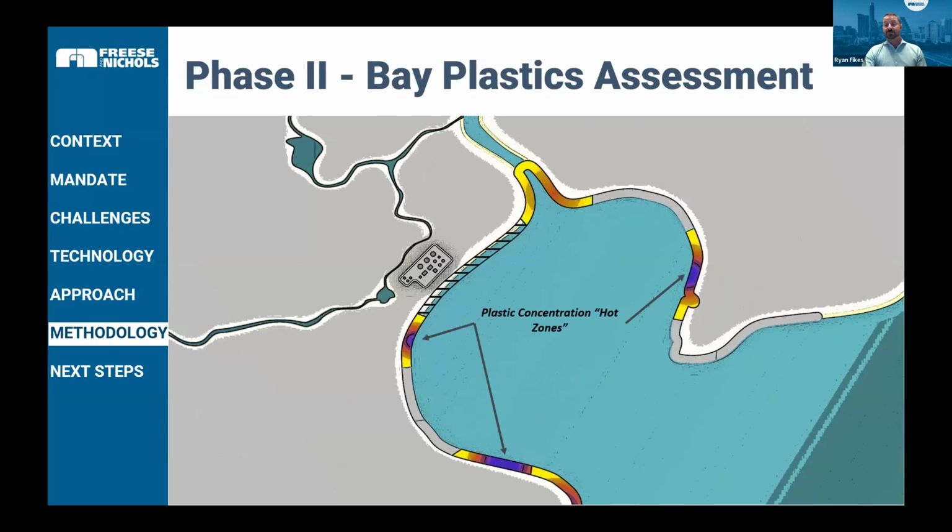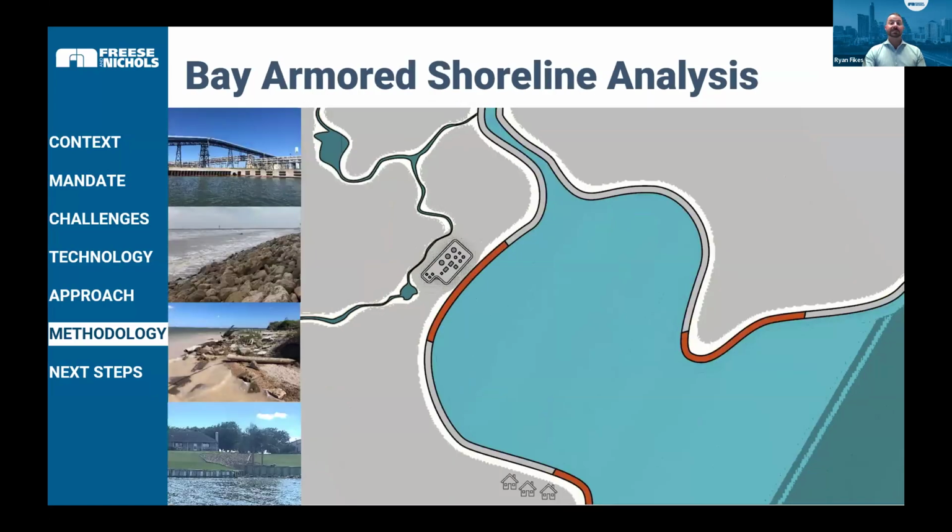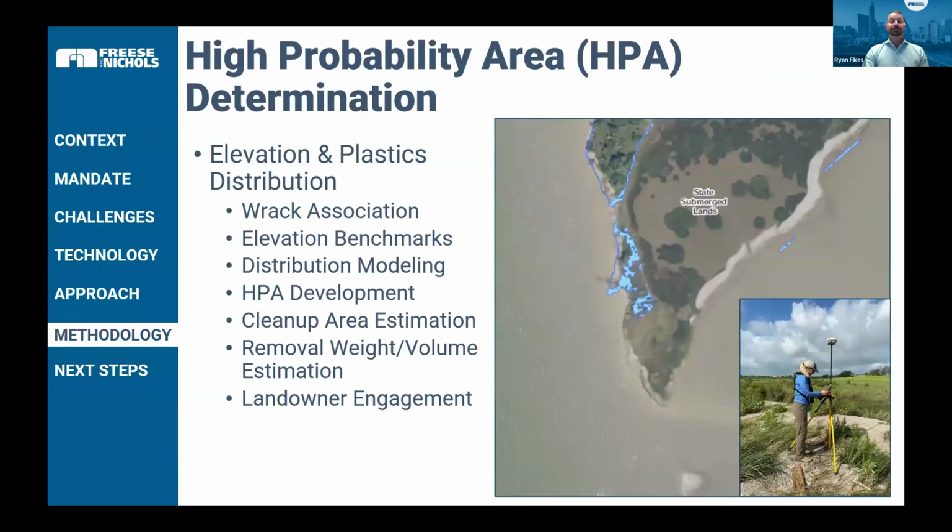We've similarly developed pellet concentration hot zones, as depicted by the image here. We applied different screening criteria such as bay sensitive habitat analyses and armored shoreline analyses, which obviously impact things such as distribution modeling when you have places where you're not getting depositions of plastics along the shorelines.